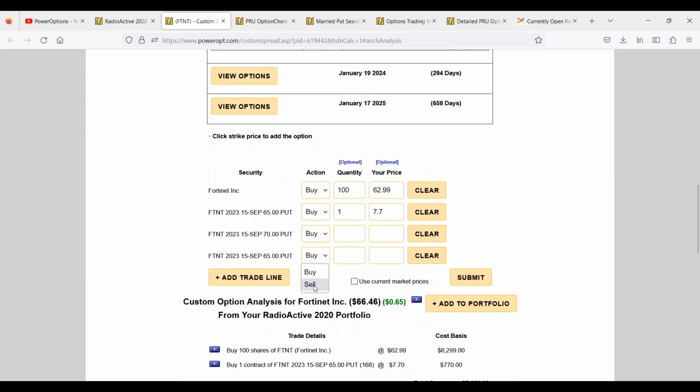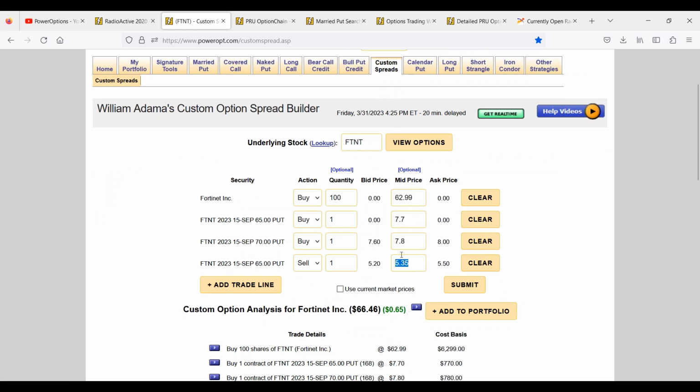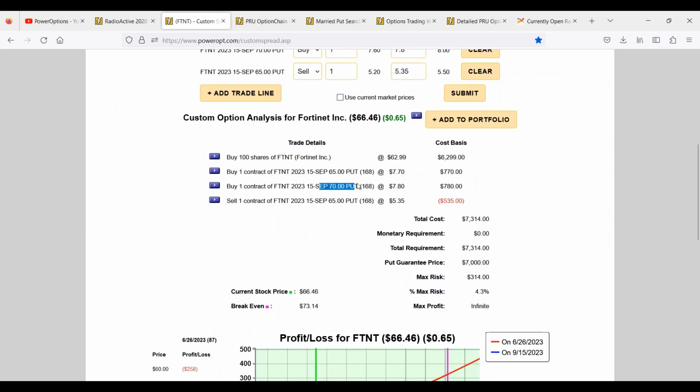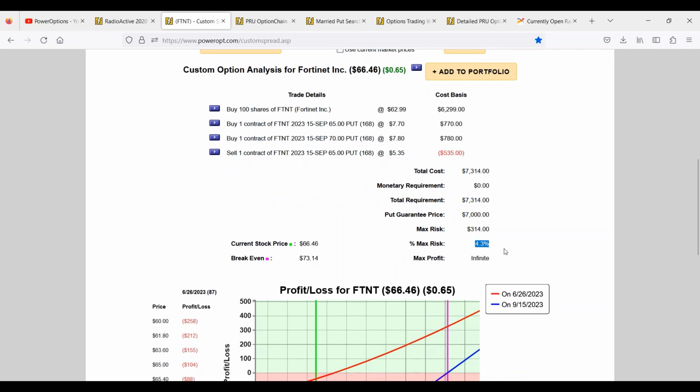There we go. So if I move this put by selling the one close to 65 and buying the 70, it's going to be done at a debit of about 240, 250. But I'm going to gain 5 points higher payout. My cost basis does go up, but my risk drops to 4.3%.